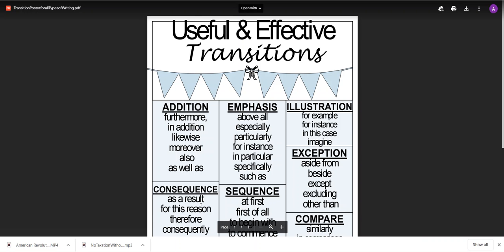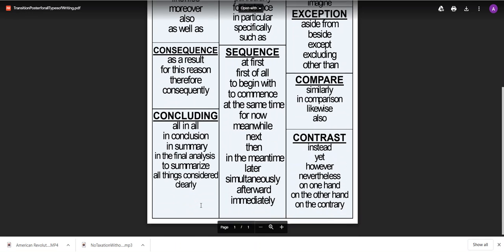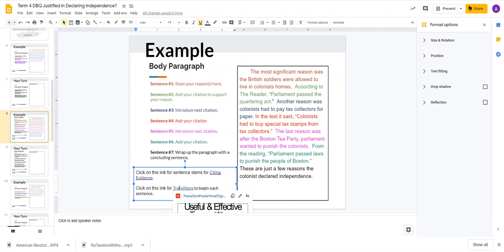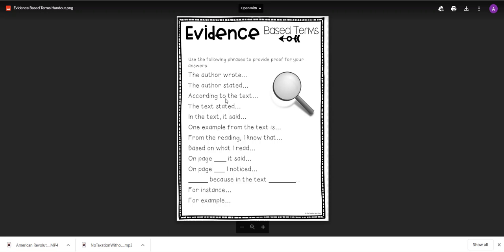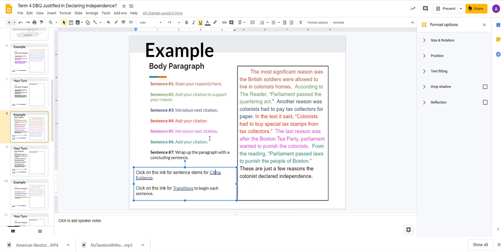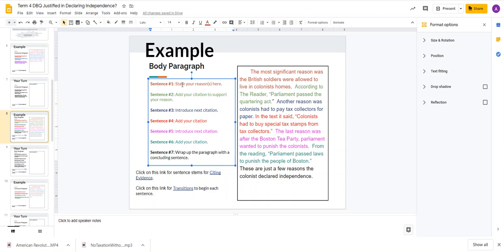This transition page right here will show you some useful transitions that you can use to start a sentence. And then you also have this one for transitions into citing: according to the text, the author stated. These are great helpers to write a nice, easy to read, well-organized paragraph. So I've used a transition. The most significant reason was that British soldiers were allowed to live in colonist homes. There's my first reason. Now I have to give my citation to support that.